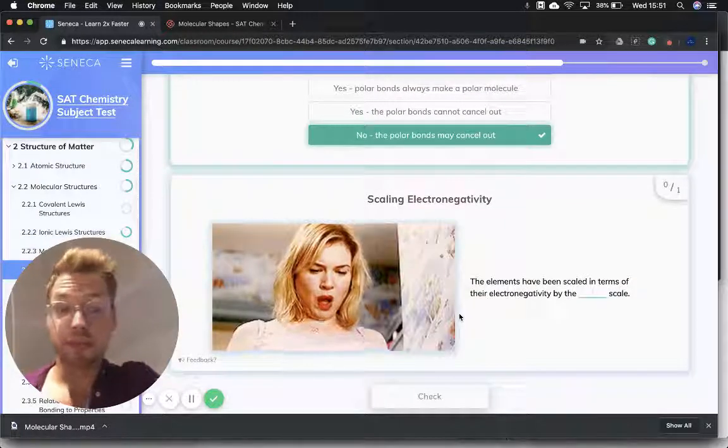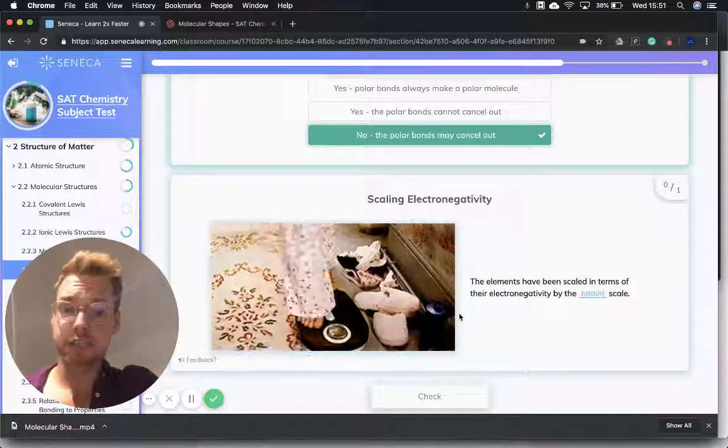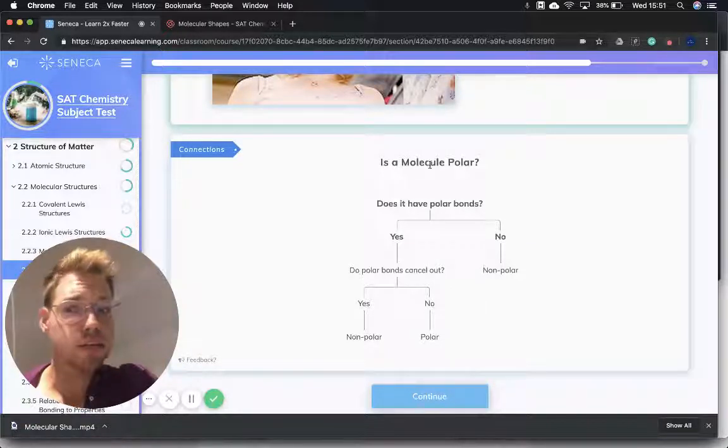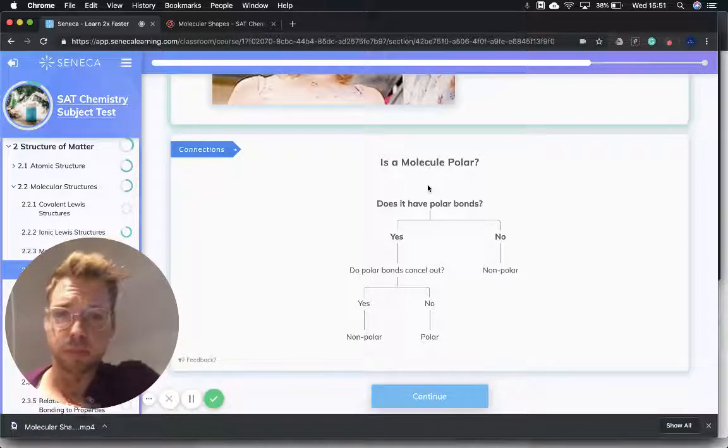Do you remember the name of the scale to measure electronegativity? It is the Pauling scale, however you want to say it. It's not an oral exam. You can pronounce it however you want. Who knows? Whatever you want. I'm just here to support you.